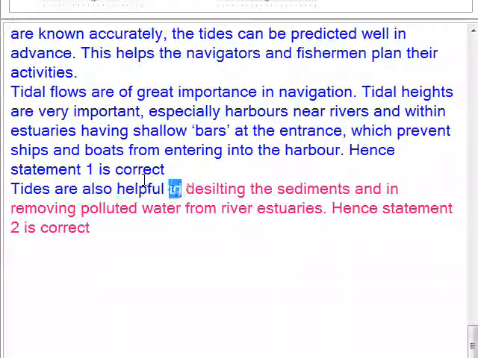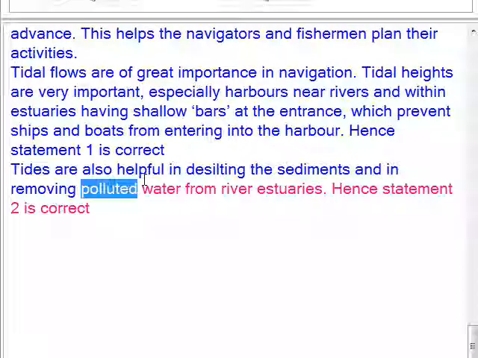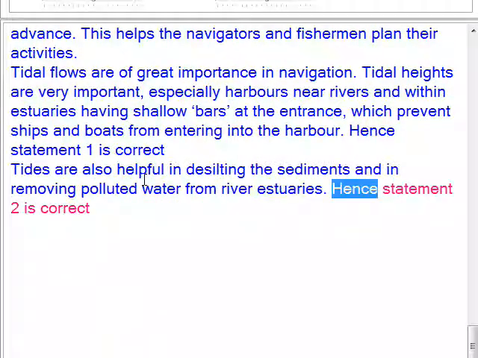Tides are also helpful in desilting the sediments and in removing polluted water from river estuaries. Hence statement 2 is correct.